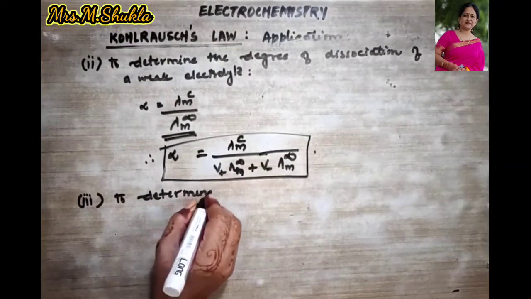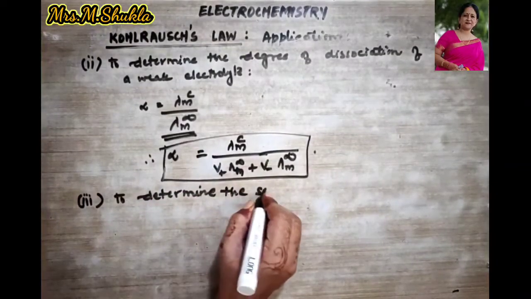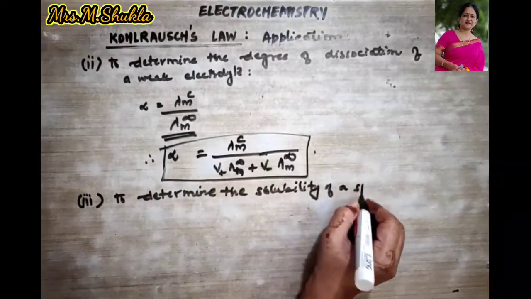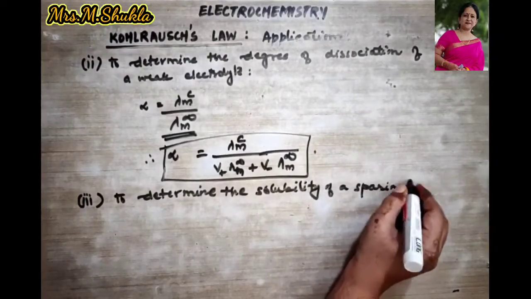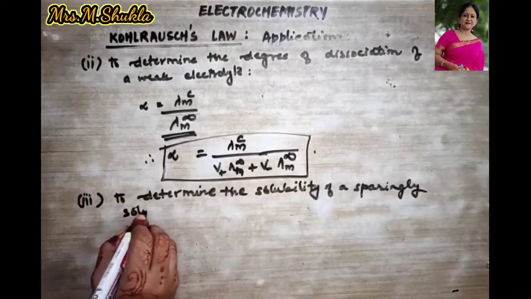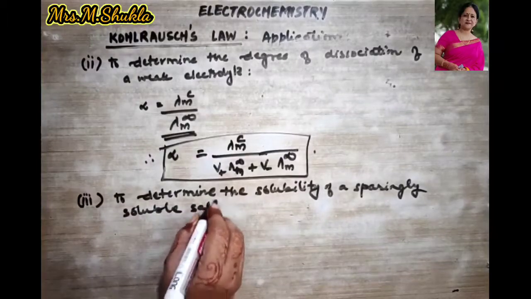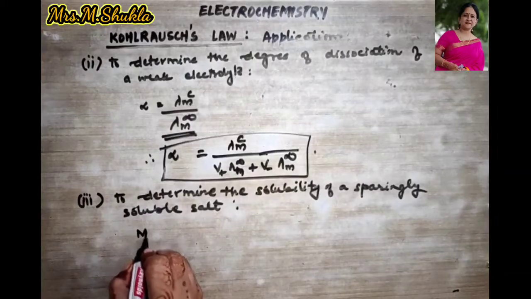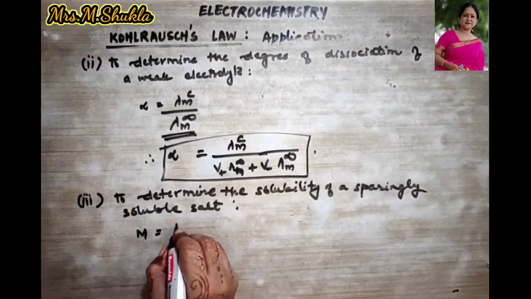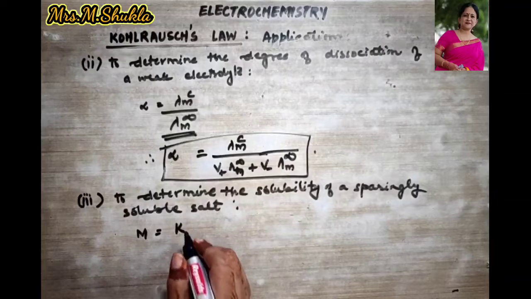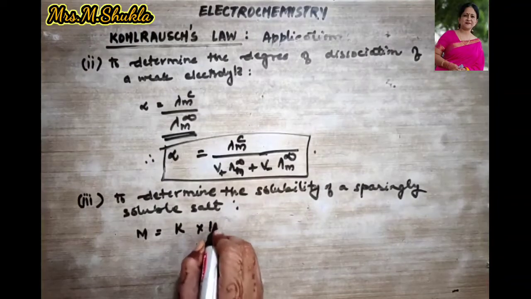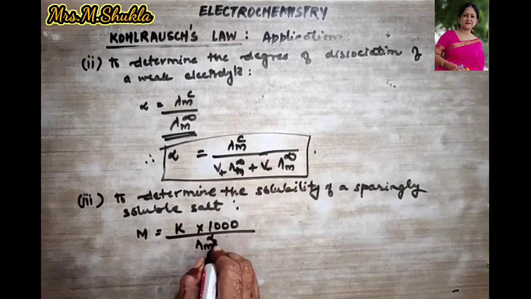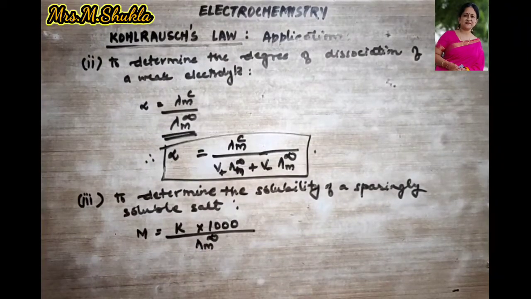To determine the solubility of a sparingly soluble salt, that is the molar concentration, this is equal to the specific conductivity of the saturated solution into 1000 upon the molar conductivity at infinite dilution.